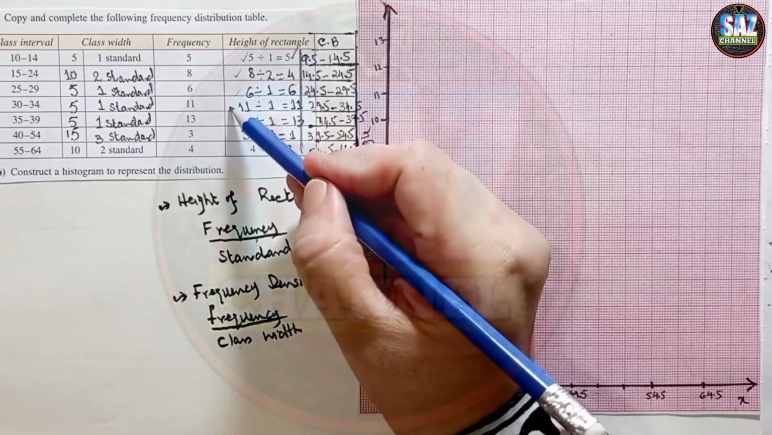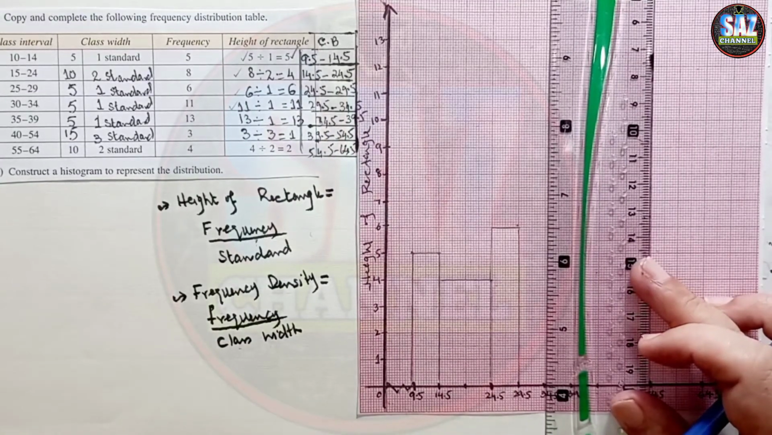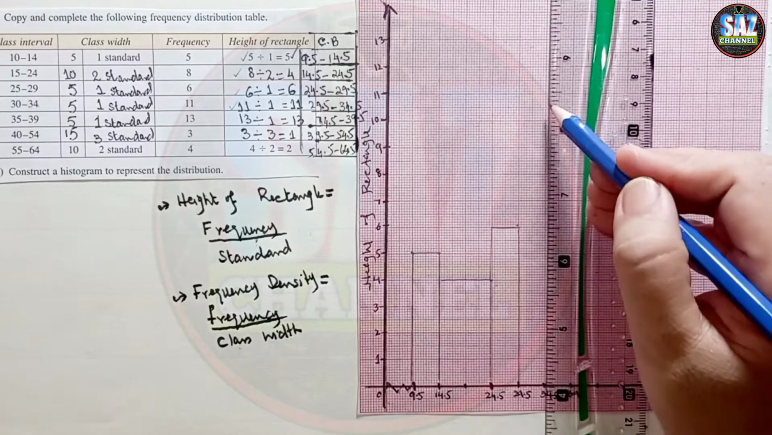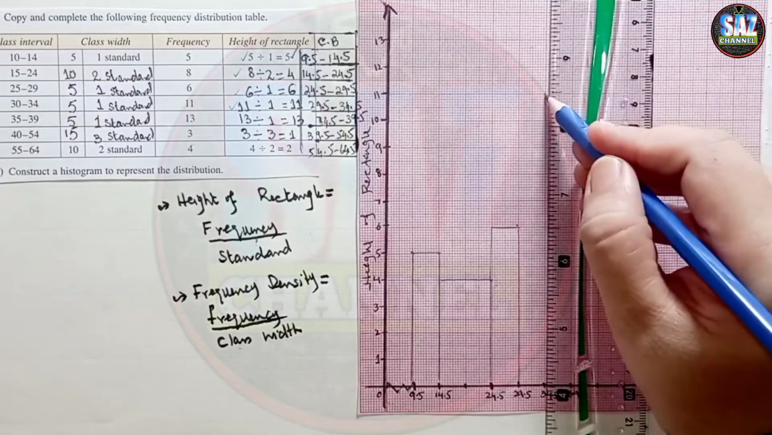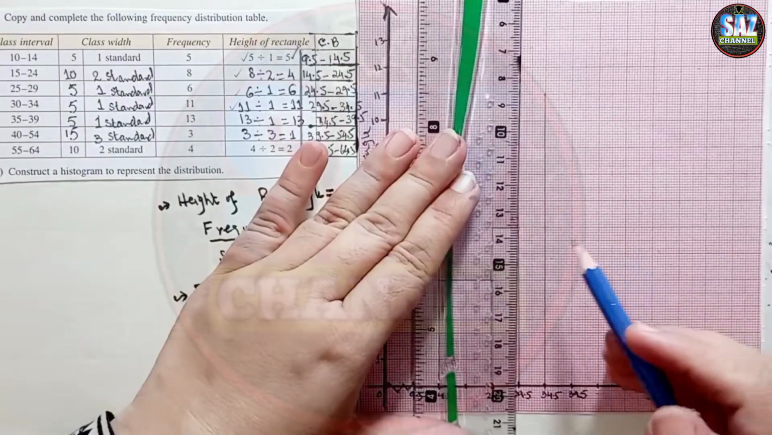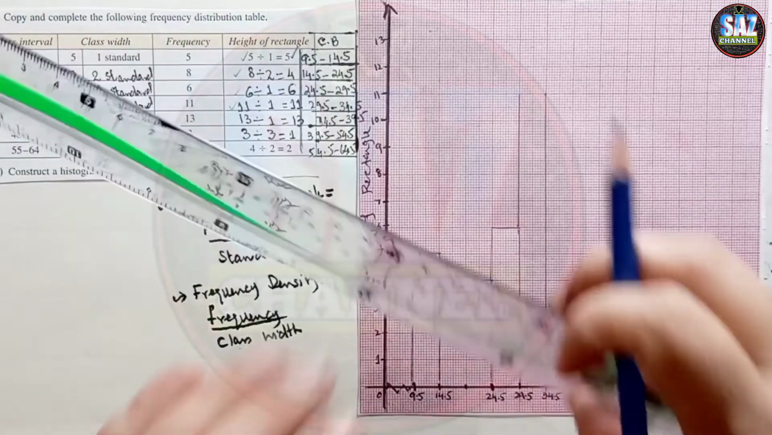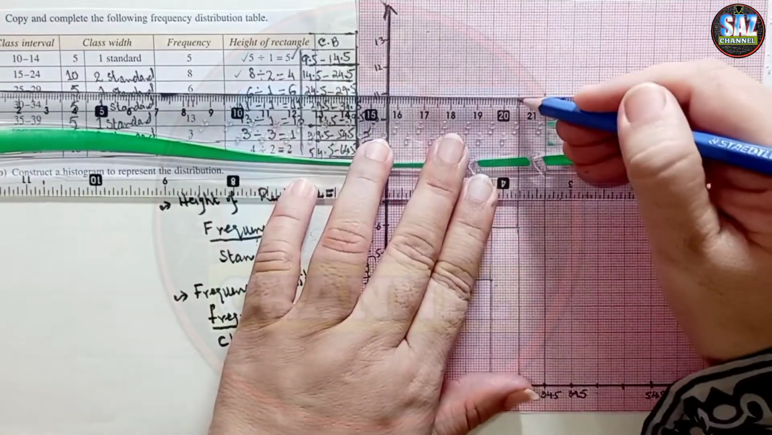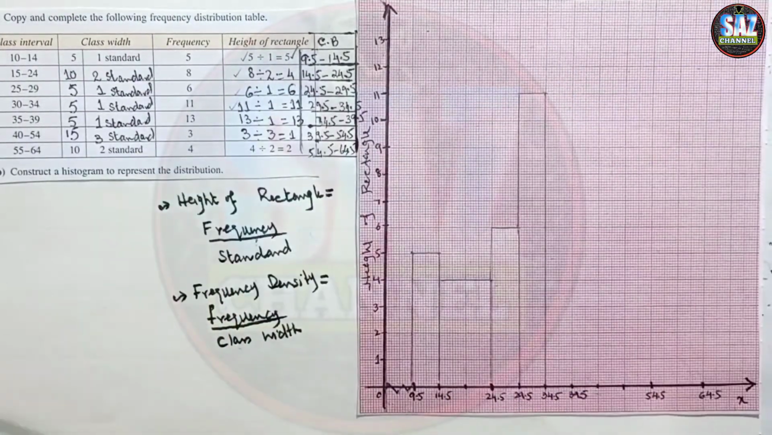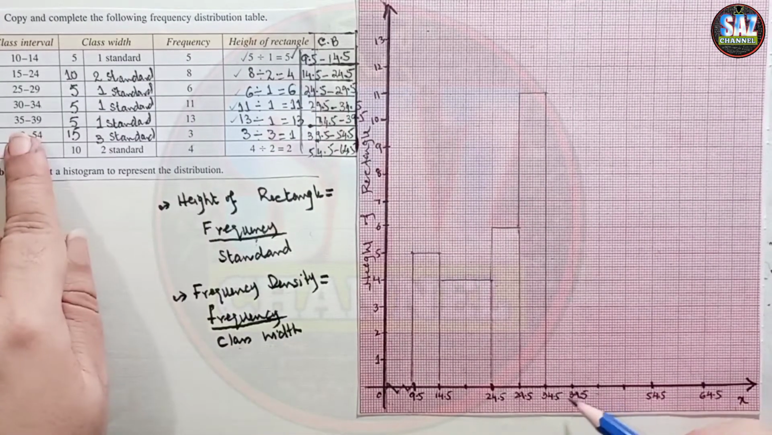this is 11. Okay, I have to carefully move towards 11. Okay, I have to reach in front of 11 and then I have to draw the line here. Okay, and then I have to complete the rectangle. Okay, then 11 is done, and then 13 is for 35 to 39.